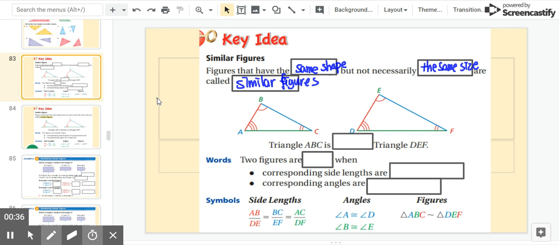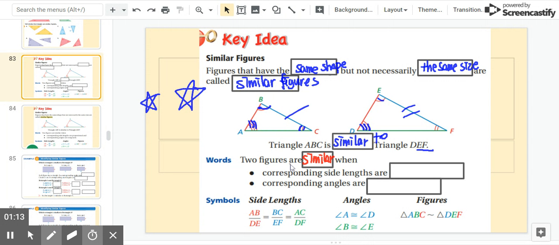It's not like, oh, these two stars are similar, but it has to be exactly the same shape, which means all angles should be exactly the same, but the length might be different. So when all three angles are exactly the same, congruent, now I can say triangle ABC is similar to triangle DEF, even though they have different sizes. It's okay.